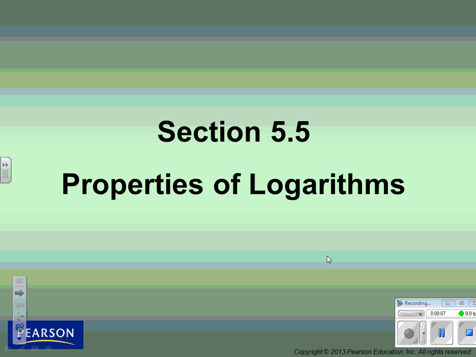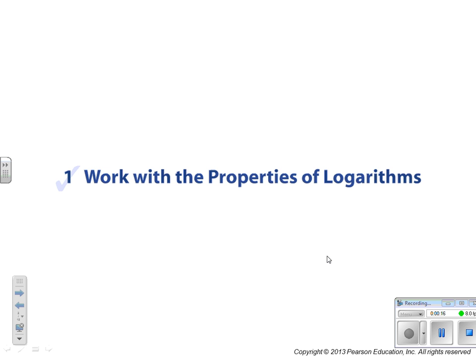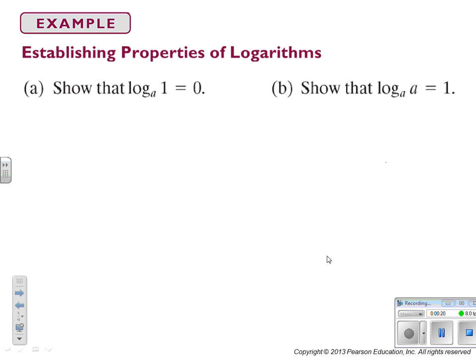All right, so today in Precalculus, we're going to talk about Chapter 5, Section 5, properties of logarithms. So we're going to start working with properties of logarithms. Log base a of 1 equals 0. So let's convert that back to exponents to show that this property is true.